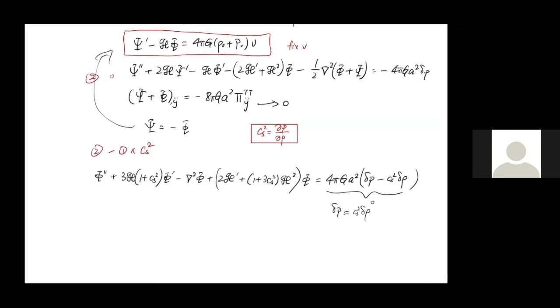And I think I will talk about the solution of this equation and the initial conditions tomorrow, together with the equation of motion for the tensor modes, and the initial condition and how to solve the primordial tensor fluctuations. That's the lecture I will give tomorrow.